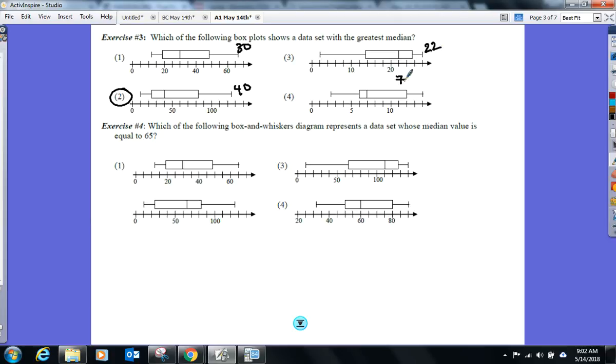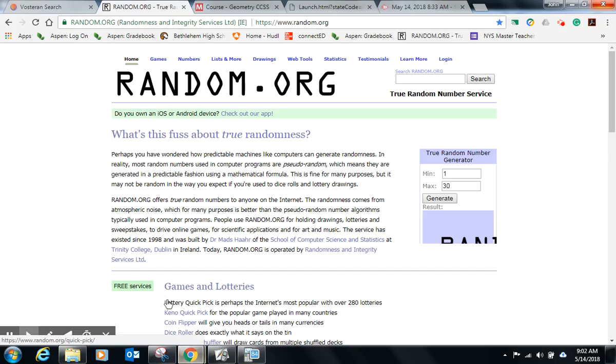I guess choice 2 got cut off there, but there is a choice 2. Which one's got a median equal to 65 now? There should be a quicker way. You can just take a look at where everything is here without even trying to find the actual value.